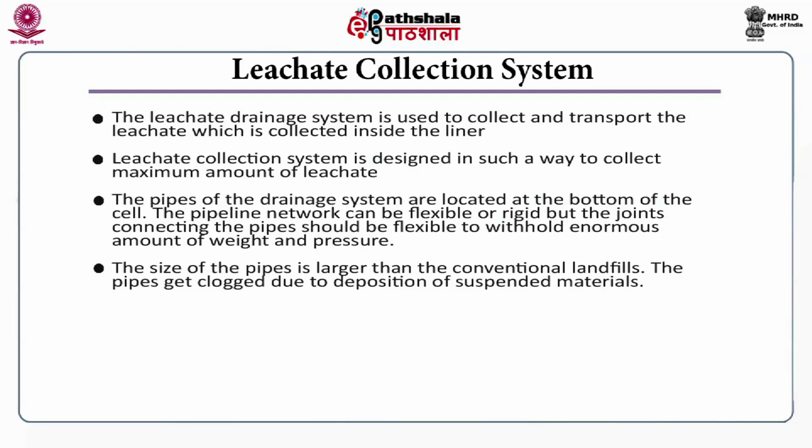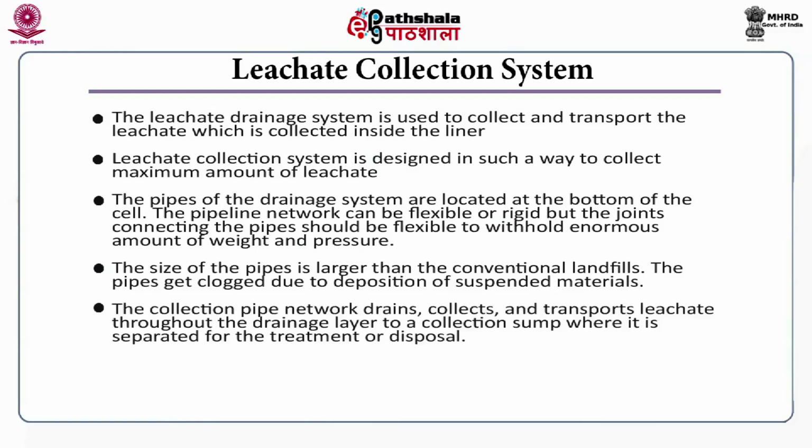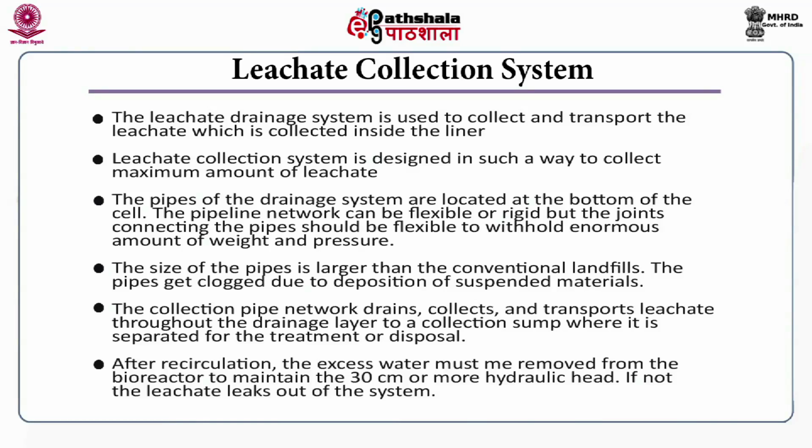The pipes will get clogged due to the deposition of suspended materials, so they have to be frequently observed for any clogging. The collection pipe network drains, collects, and transports the leachate through the drainage layer to a collection sump, where it is separated for treatment or disposal. Now, after recirculation, the excess water must be removed from the bioreactor to maintain at least 30 centimeters or more hydraulic head. If not, the leachate leaks out of the system.